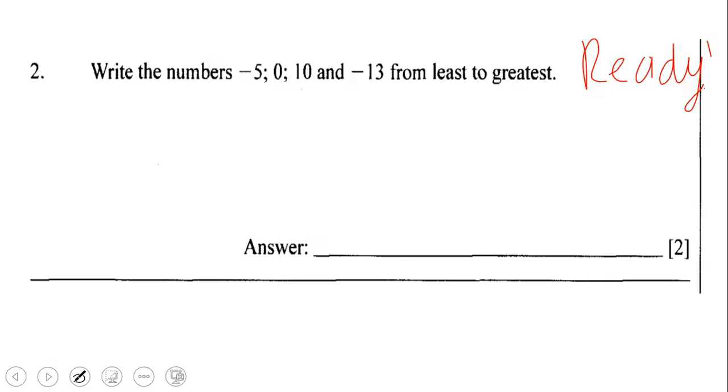We begin by reading the question. The question states the following: write the numbers -5, 0, 10, and -13 from least to greatest. I'm going to give you an opportunity to attempt this question on your own, so please pause the video, attempt the question, and I'll see you on the other side of the pause.